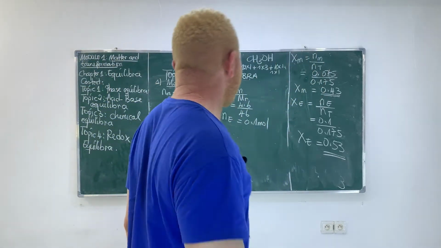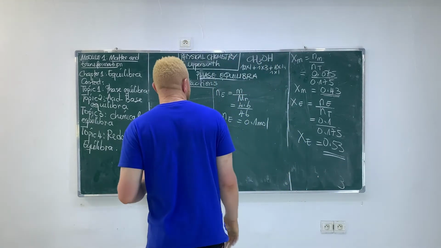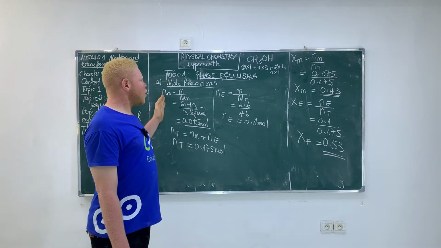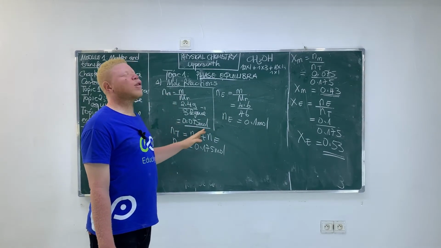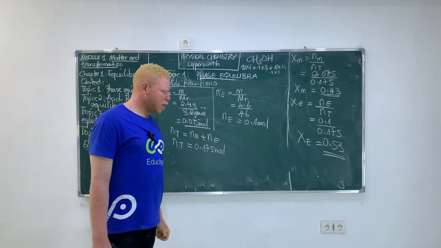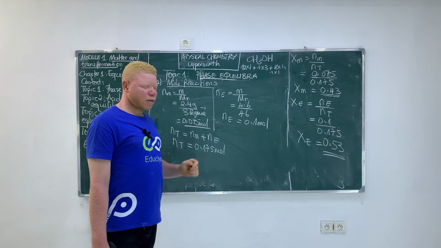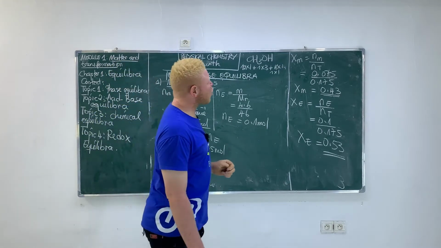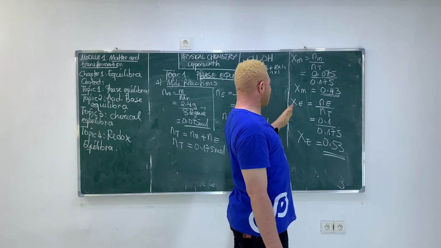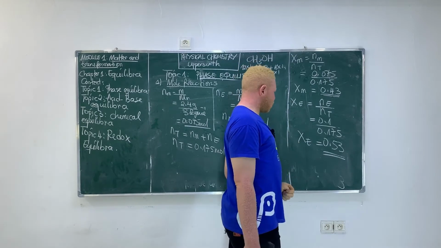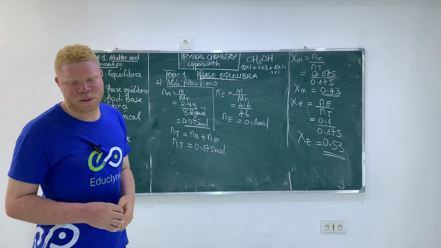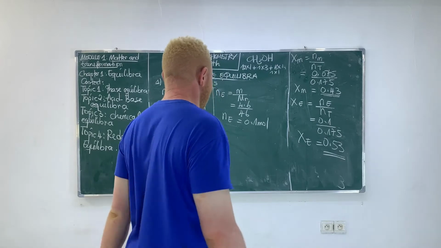But remember that when this type of exercise is given to you, first of all, you calculate the number of moles of each component in the mixture. Number of moles is given mass by the molar mass. By so doing, you have the number of moles of methanol and of ethanol. You calculate the total number of moles. Then you calculate the mole fraction of methanol and the mole fraction of ethanol in the mixture. So I've calculated the mole fractions. Then let's go now to the partial pressures.